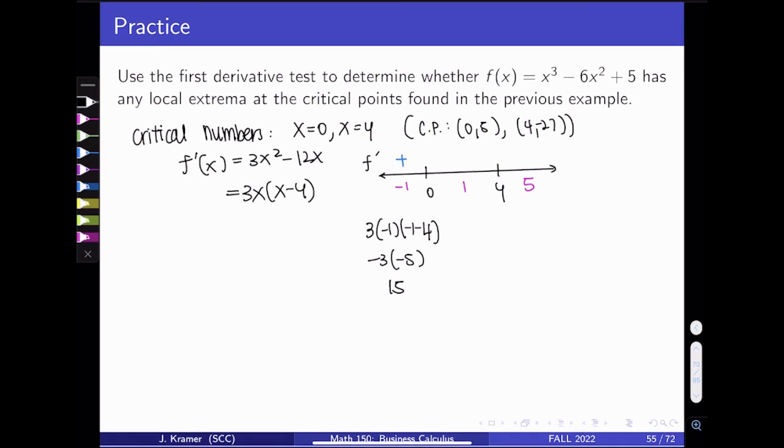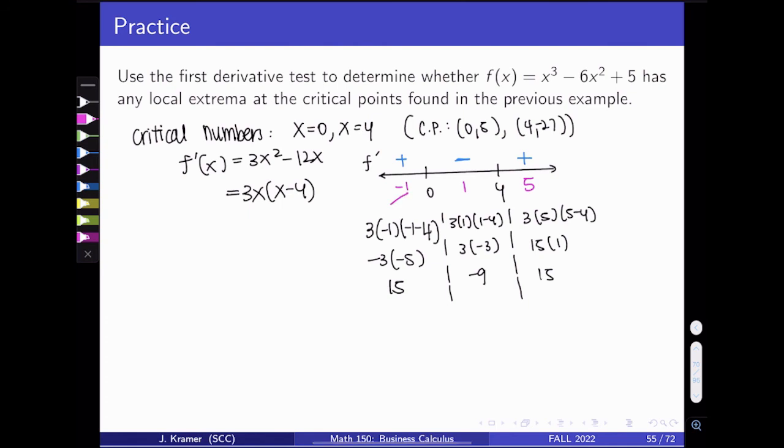When I plug in positive 1, we're looking at 3 times negative 3, which is negative 9. So the derivative is negative over this interval. And when we plug in 5, the output is positive 15, and so the derivative is positive over this interval. So notice that we're going from positive slopes to negative slopes, and so a maximum will occur at 0. And then we're going from negative slopes to positive slopes, and then a minimum will occur at 4.